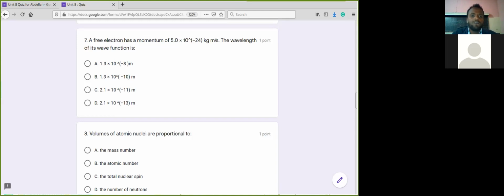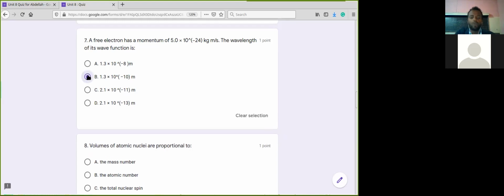So the momentum is given, yes? And the Planck's constant is known, which is a constant, 6.63 times 10 to the power of minus 34 joule second. So which one is the correct answer from this? B. Very good. Option B is the correct answer.